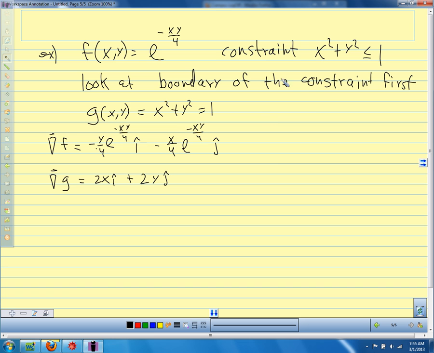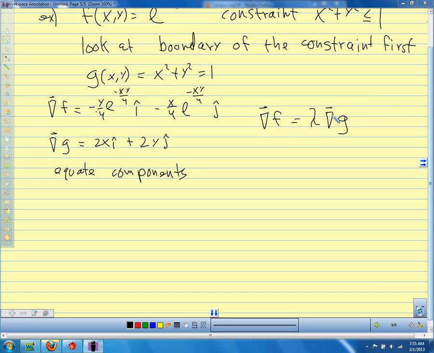And we're going to say that on the constraint, where the points we're looking at, del f equals lambda del g. That's what Lagrange's theorem tells us. So we're just going to equate components of this equation, the x components and the y components. So minus y over 4 e to the minus xy over 4 equals 2 lambda x, and minus x over 4 e to the minus xy over 4 equals 2 lambda y.